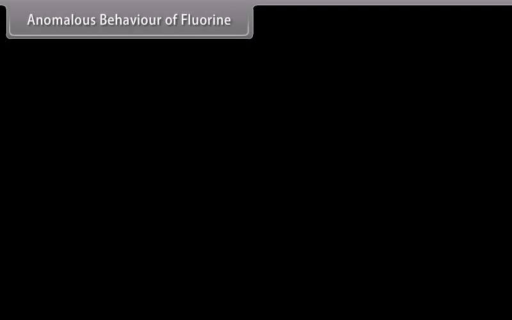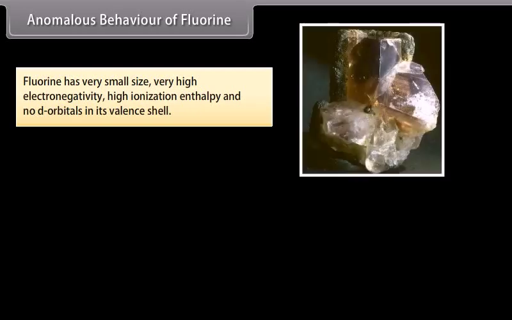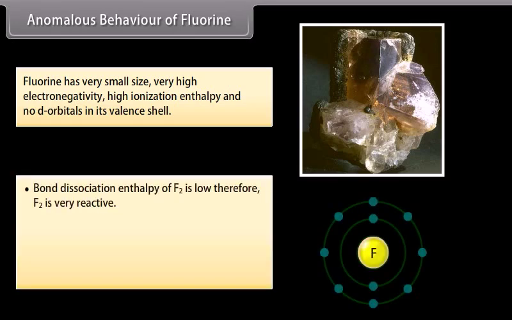Anomalous behavior of fluorine. Fluorine has very small size, very high electronegativity, high ionization enthalpy, and no d orbitals in its valence shell. It exhibits some different behavior from other elements in following ways. Bond dissociation enthalpy of F2 is low. Therefore, F2 is very reactive.